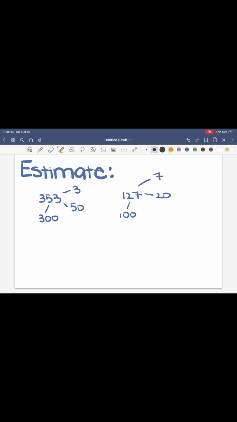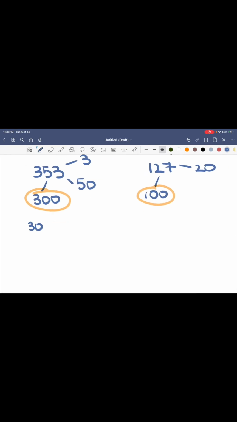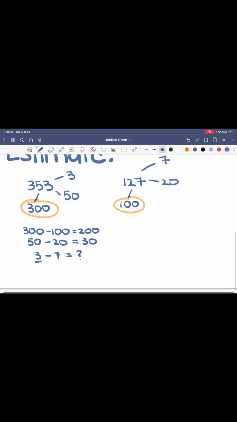127. We want to deal with the bigger numbers first, and then the smaller numbers later. How much more is 300 compared to 100? 200. How much more is 50 compared to 20? 30, right? How much is 3 compared to 7? We can't do that, because 3 is smaller than 7. But what we know right now is that we can add 200 and 30 together to get a rough estimation of what our answer would be.